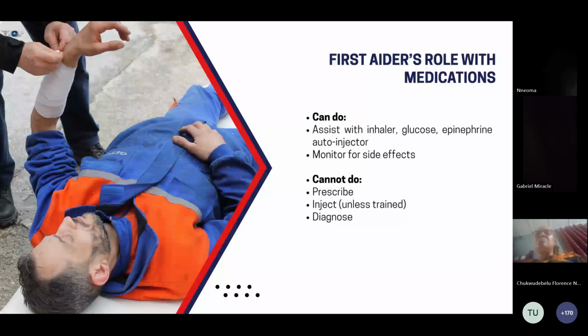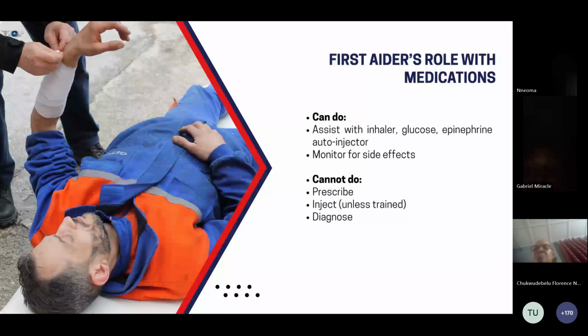Like I said, the first aider's role with medication: a first aider can assist with an inhaler, glucose, and an epinephrine auto-injector, and then you can monitor for side effects. Now, don't say that because you have a first aid certificate you go around prescribing drugs. You are not a doctor, neither are you a nurse. There's a limit to what you can do. You just assist with the things that are inside the first aid box. You do not prescribe drugs. Number two, you do not inject unless you are trained.